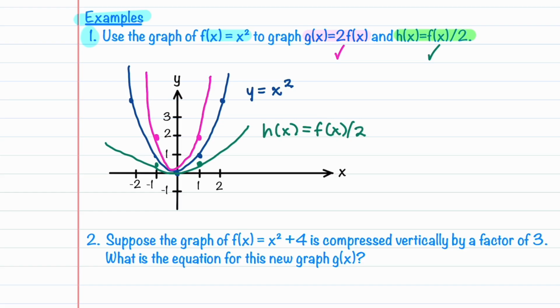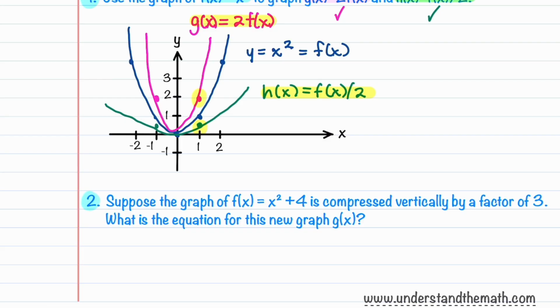And then let's go ahead, and I forgot to label the pink graph. It's g of x is equal to 2 times f of x. And let's just remind ourselves that the x squared is y, or f of x. Multiplying by a constant stretches the graph vertically, and then dividing by a constant compresses the graph vertically.